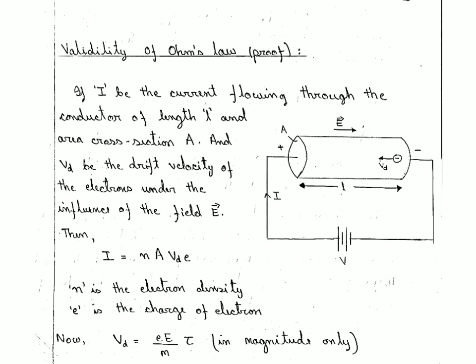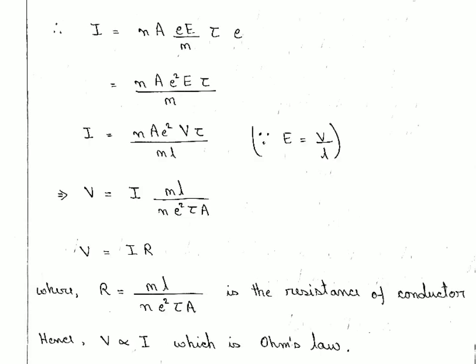Now the drift velocity, we have found the expression for this drift velocity, and it is equal to eE divided by m, times tau, and this is taken in magnitude only. We are not using any vector notation here, so this is just the magnitude only. So putting the value of this Vd in the above equation I = nAeVd, we get I equal to nAe times eE tau divided by m, and that will be equal to nAe squared E tau divided by m.